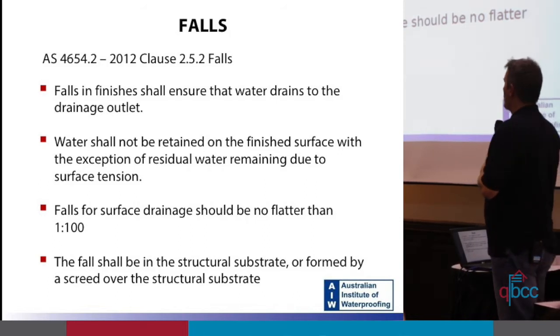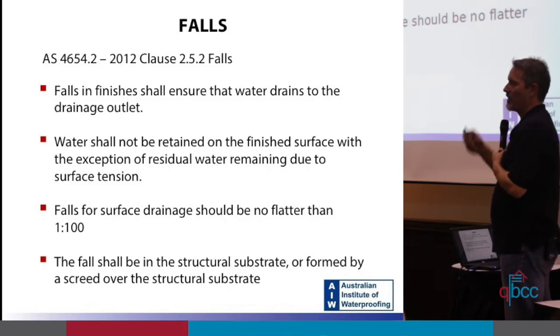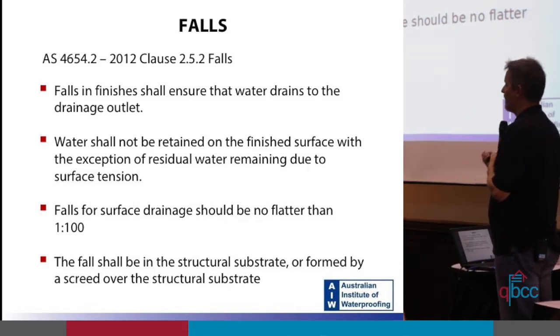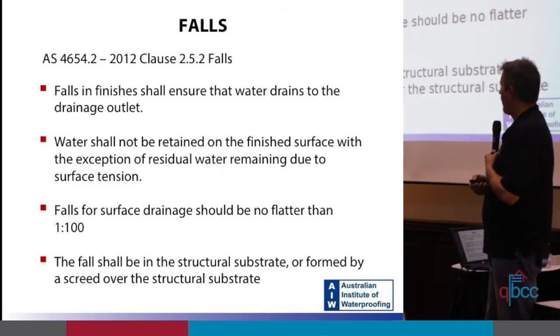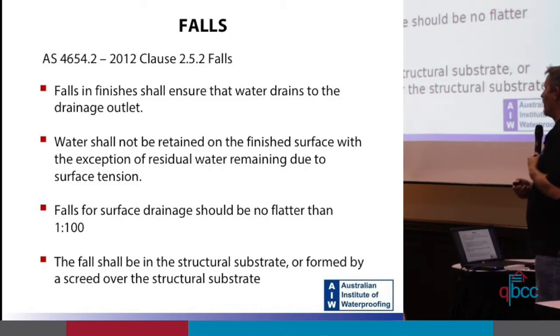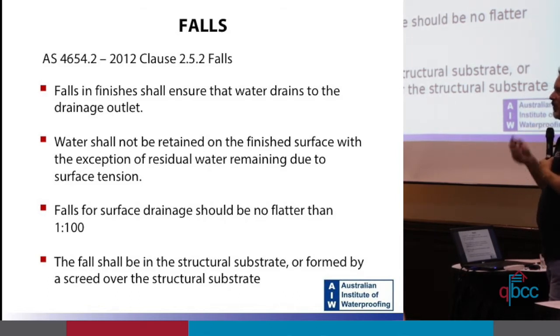So the standard's always talking about what happens to the finished surface in these sections. All right? But it also has an additional clause which says the fall shall be in the structural substrate or formed by a screed over the structural substrate. So what the standard means is if you don't have fall in your substrate for external waterproofing, you must form it with a screed before the membrane goes on. All right, so if you need to create fall, screed first, then membrane.